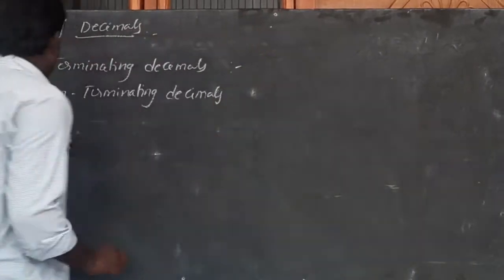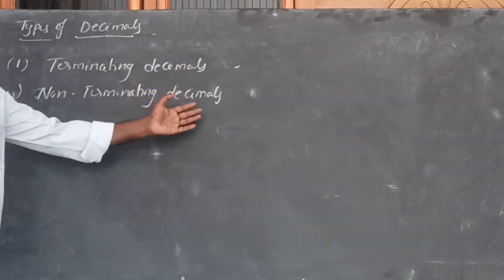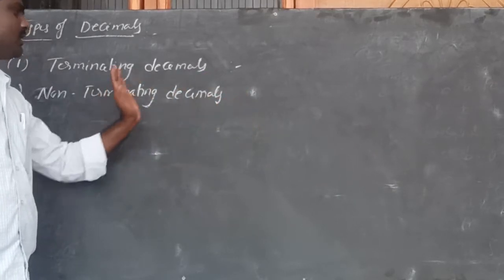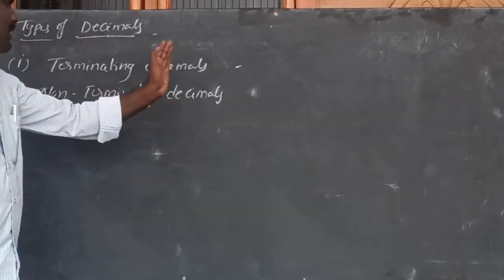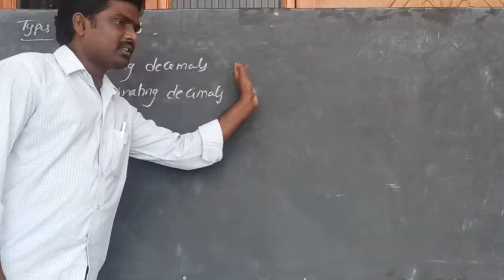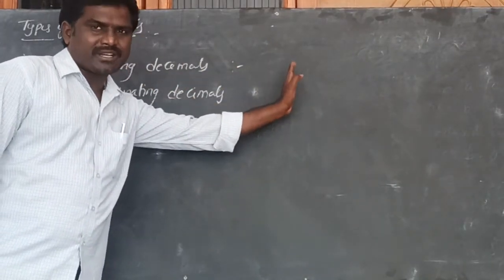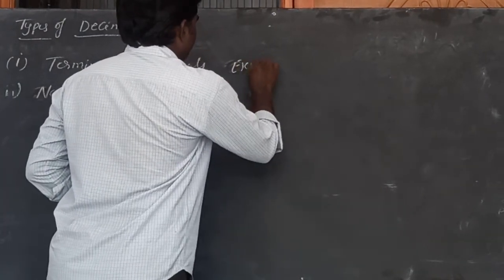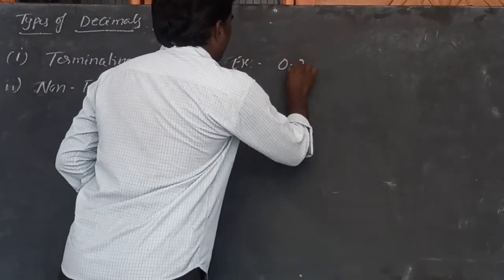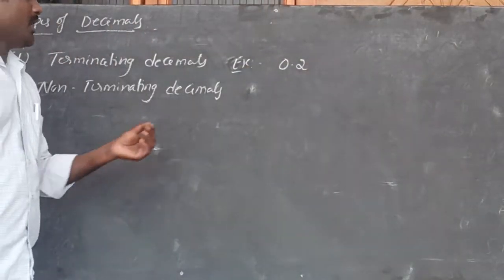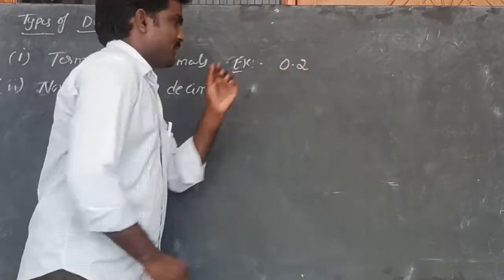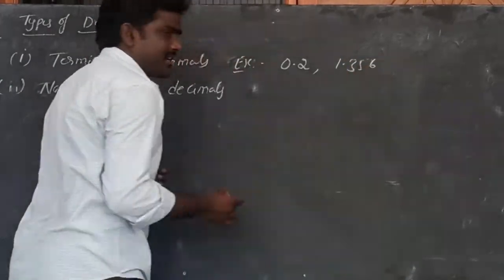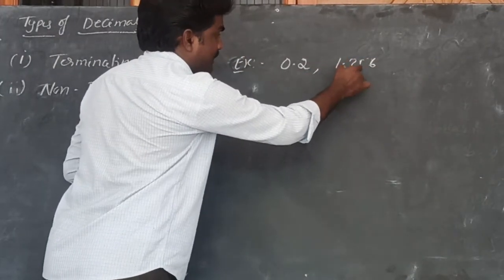Next, non-terminating decimals. The uncountable decimals are called non-terminating decimals. So terminating decimals means what? The countable decimals are called terminating decimals. Here, for example, 0.2. How many decimals are there? 1 decimal. Next, 1.356. How many decimals are there? 3 decimals. 1, 2, 3.